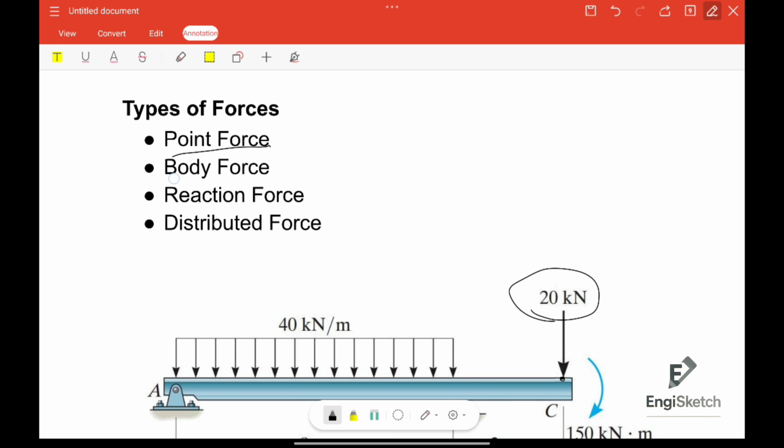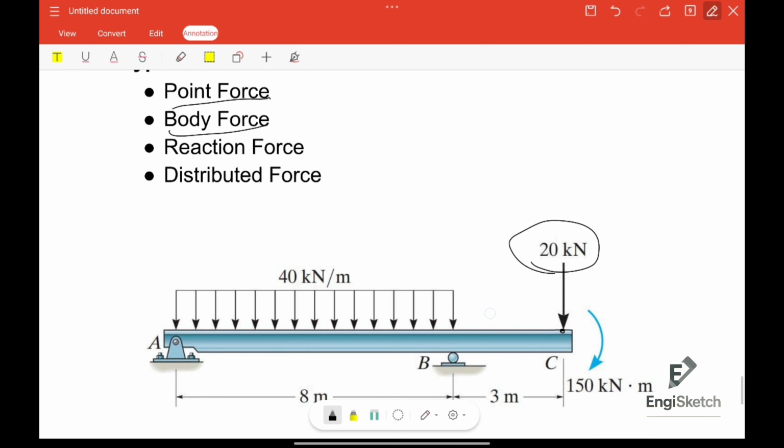Then we have the body force itself. The body force is also described as the weight. The weight of the body is also the body force. So as we know, we have this member. This member has a weight. This is the second point.